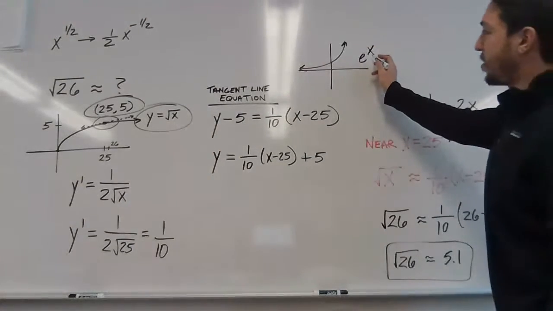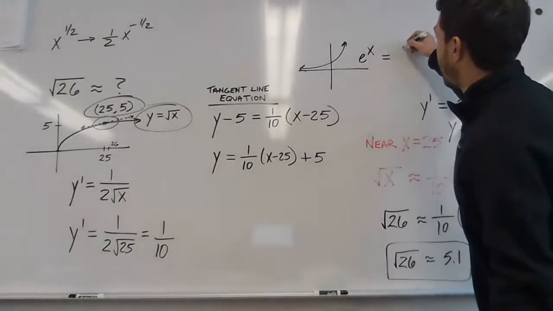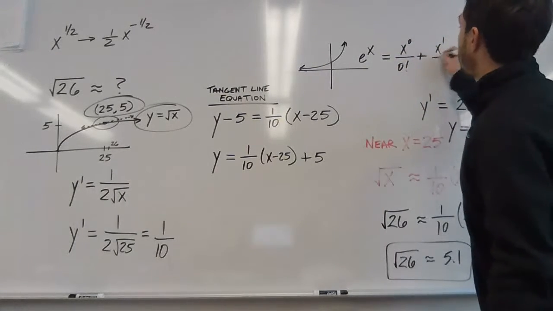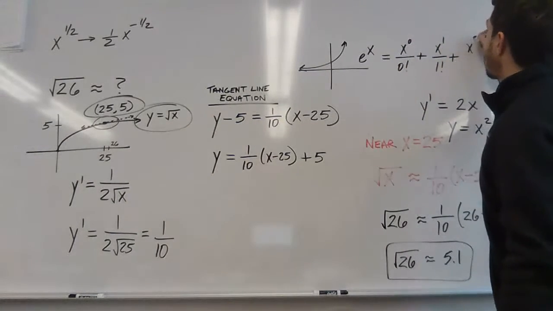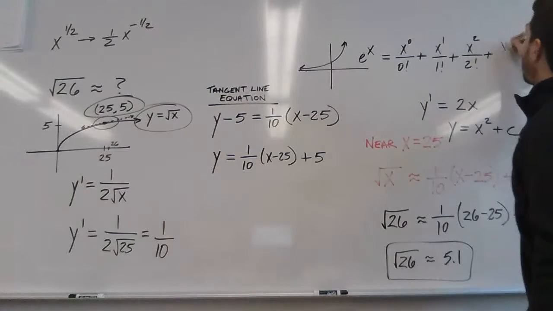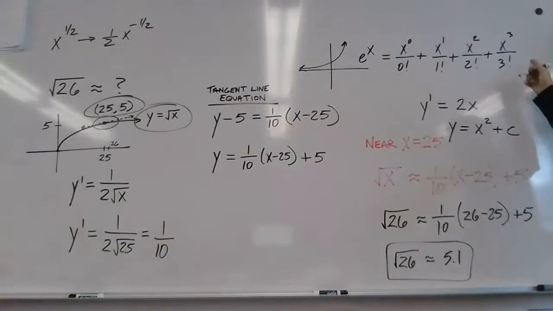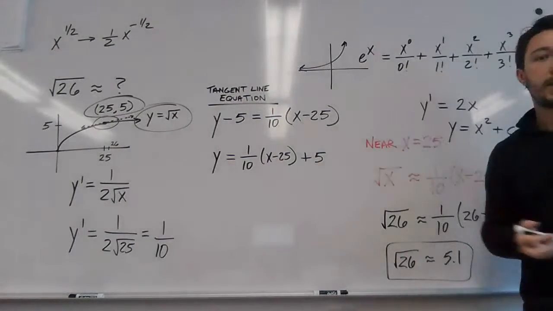So this function, it turns out, you can write it as x to the 0 over 0 factorial plus x to the 1 over 1 factorial plus x to the 2 over 2 factorial plus x to the 3 over 3 factorial. And the more terms you do, the better the approximation is. And then technically, if you take the limit, if you go to infinity, if you take infinitely many terms, it actually is truly equal to e to the x.